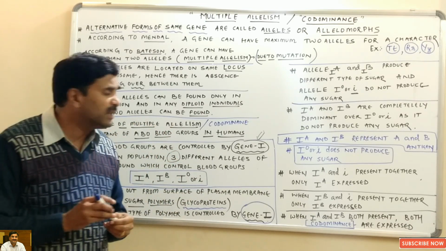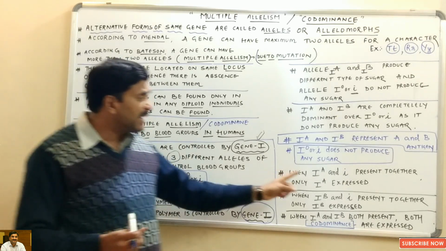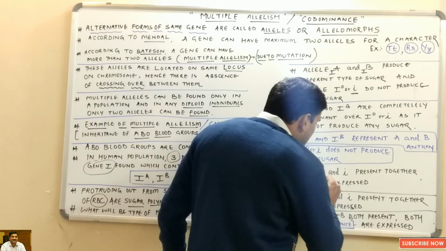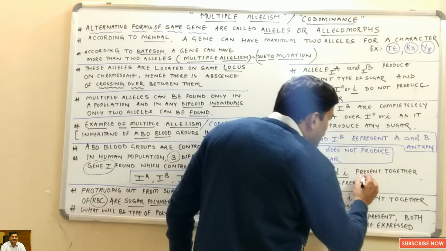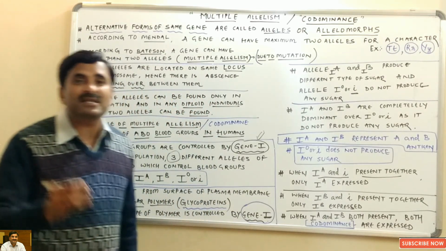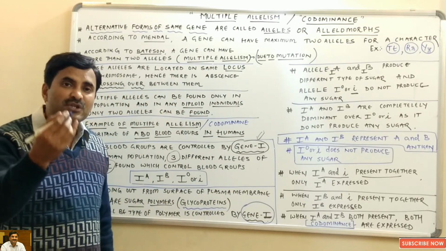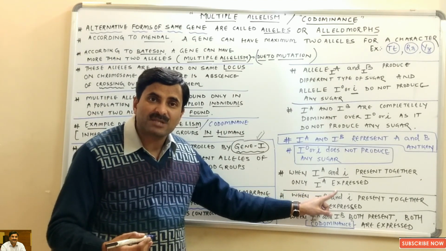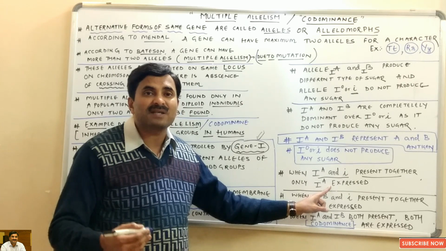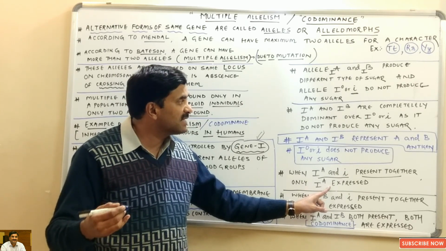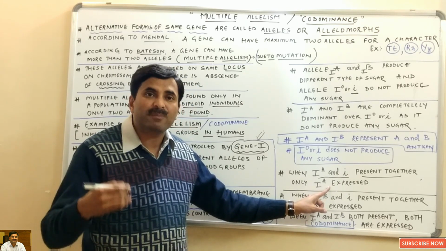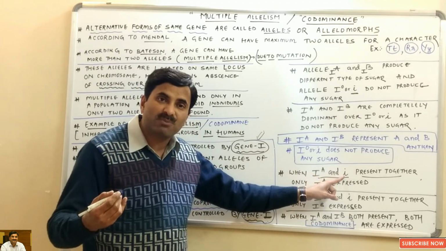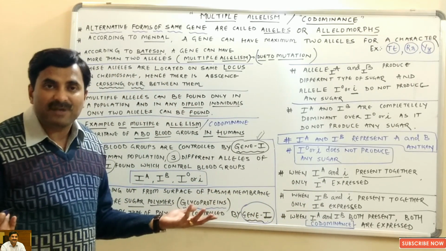Now one thing to be noticed here is that when IA allele and small i allele are present together, the question arises: which will be expressed? Only IA will be expressed. Why? Because IA is able to produce sugar, while small i is not producing any sugar. So IA is dominant over small i, and that's why IA will be expressed.